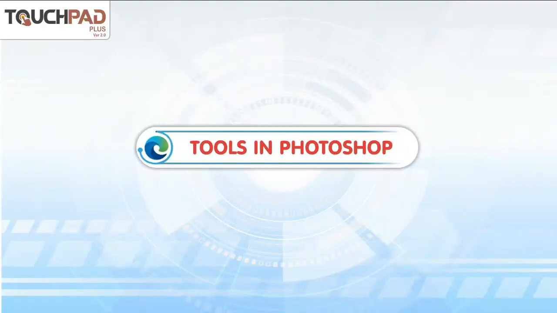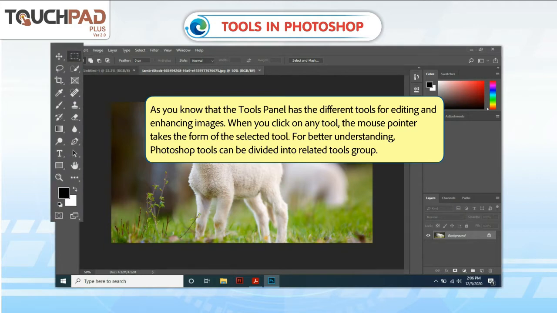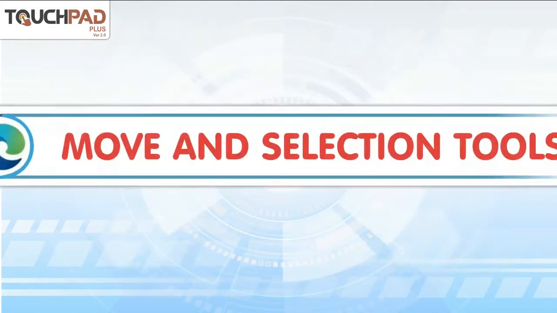Tools in Photoshop. As you know, the Tools panel has the different tools for editing and enhancing images. When you click on any tool, the mouse pointer takes the form of the selected tool. For better understanding, Photoshop tools can be divided into related tools groups.